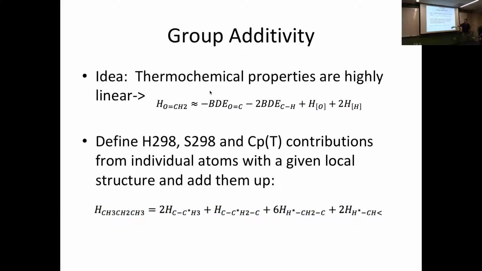And what this results in is that then you just associate energies with individual atoms within it and add them all up, which mathematically is the same, works on the same principle. And while this is just done for enthalpy, it also works pretty well for entropy and for CP as well.